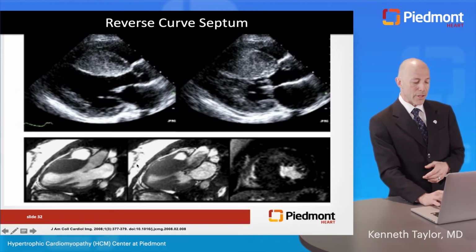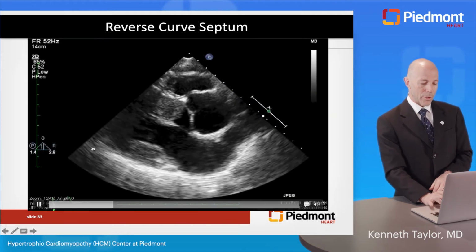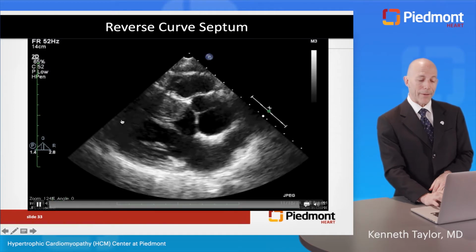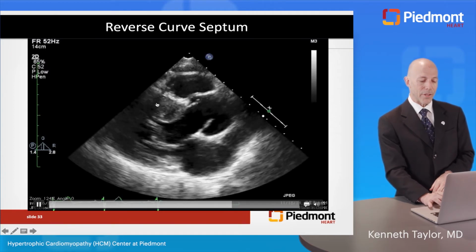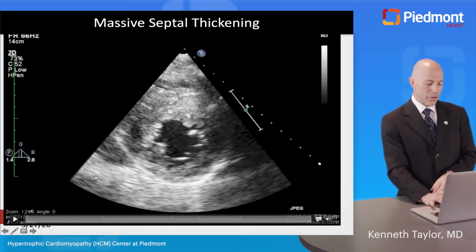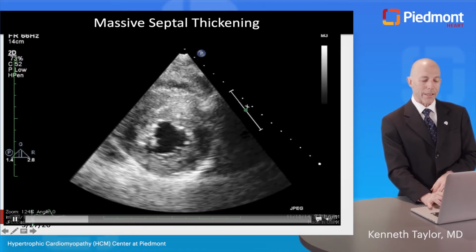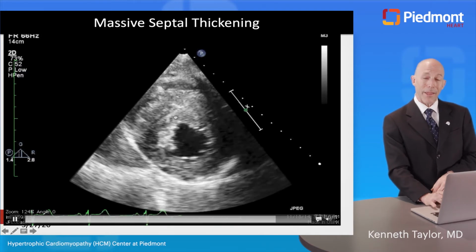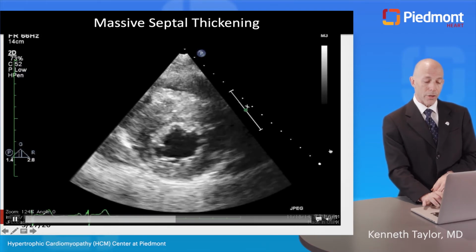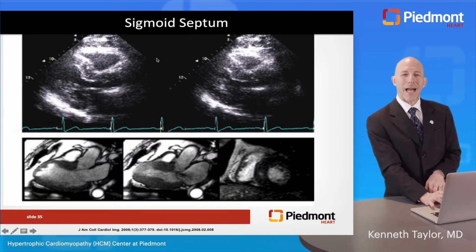These are echo images on the top and MRI images on the bottom, where you have this big swooping curve with a very thick septum. Here is a live version of that morphology, showing the massively thickened septum. Here is just another image of short axis showing that very markedly thickened septum. This looks a lot like the pathology I showed you at the beginning of the talk.